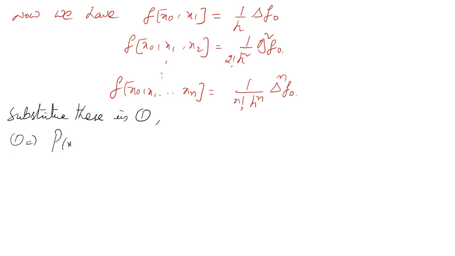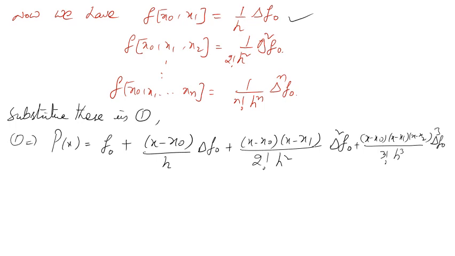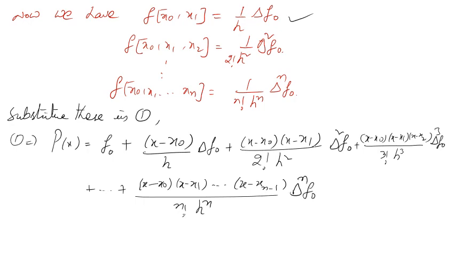So 1 implies P of x equals f of x naught, simply write f naught, plus x minus x naught into first divided difference, 1 by h delta f naught. Next one, x minus x naught, x minus x1 by 2 factorial h square delta square f naught, plus x minus x naught, x minus x1, x minus x2 whole by 3 factorial h cube delta cube f naught, plus and so on. Last term is x minus x naught, x minus x1, and so on, x minus xn minus 1 by n factorial h to the power of n delta power n f naught. This is equation 2.